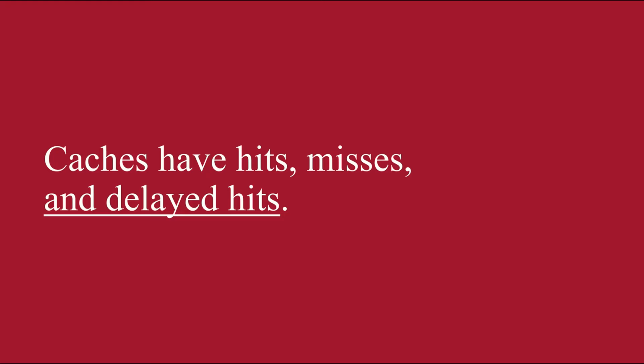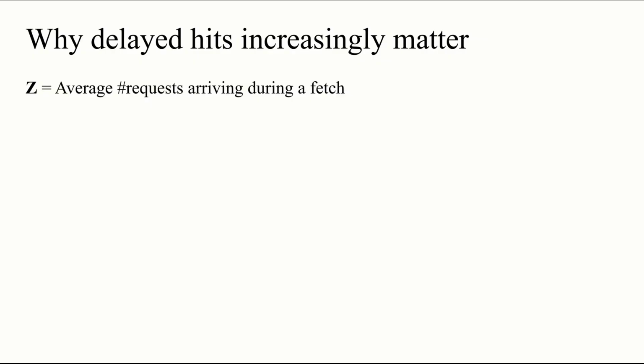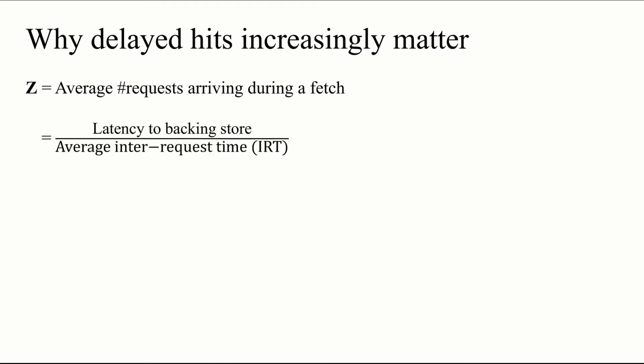It turns out that our caches are impacted by a phenomenon that's becoming increasingly prevalent in today's systems, called delayed hits. The reason delayed hits are starting to increasingly matter is that the average number of requests that can arrive during a fetch, a parameter that we'll call Z, is starting to go up. Numerically, Z is the ratio between the latency to the backing store and the average inter-request time, or IRT. It turns out that this is proportional to the product of backing store latency and link bandwidth.